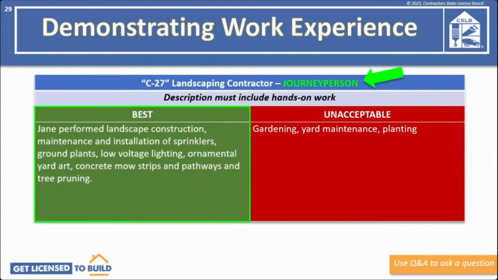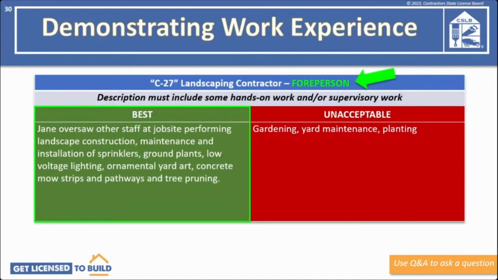Our next example is for the C27 landscaping contractor, first for experience at the journeyman level. The best type of description your certifier would use would be, Jane performed landscape construction, maintenance, and installation of sprinklers, ground plants, low voltage lighting, ornamental yard art, concrete mow strips, and pathways and tree pruning. An unacceptable explanation would be gardening, yard maintenance, planting.